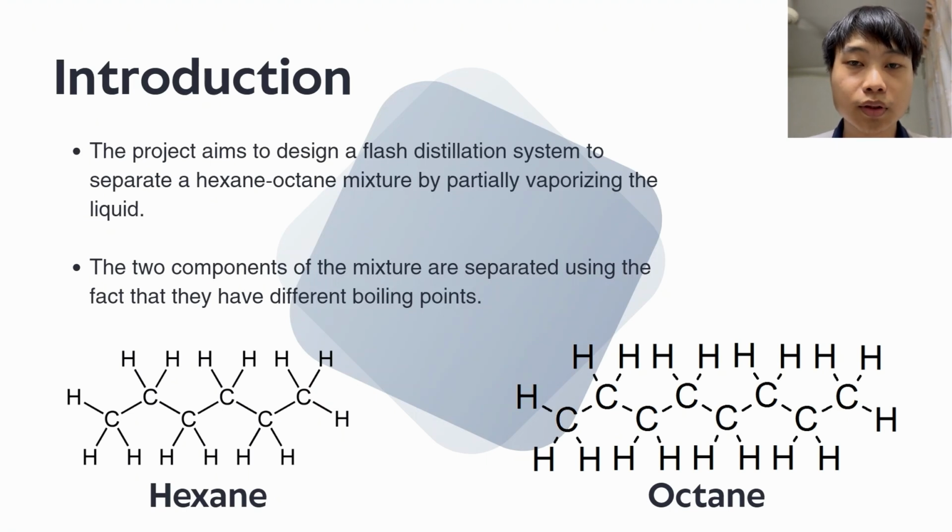The two components of the mixture are separated using the fact that they have different boiling points. The component that has a lower boiling point will exist in greater quantity in the vapor phase, while the component with a higher boiling point will exist in greater quantity in the liquid phase.